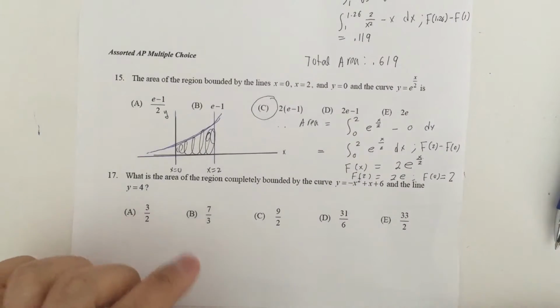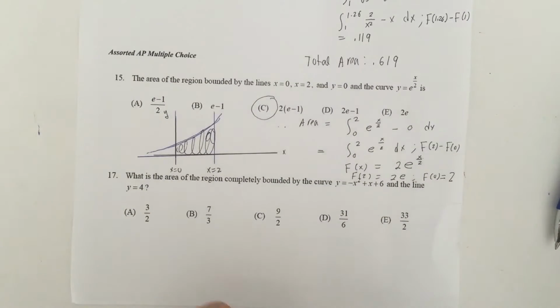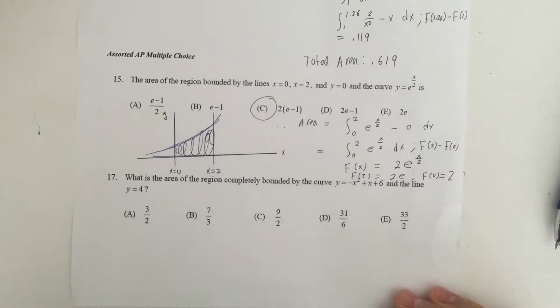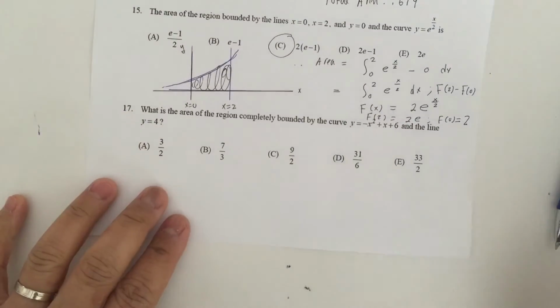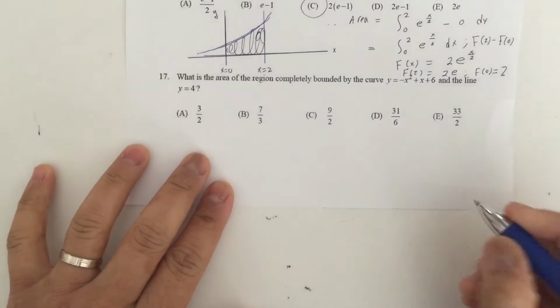What is the area of the region completely bounded by the curve negative x squared plus x plus 6 and the line y equals 4? Before we start, you should try to sketch the region described.